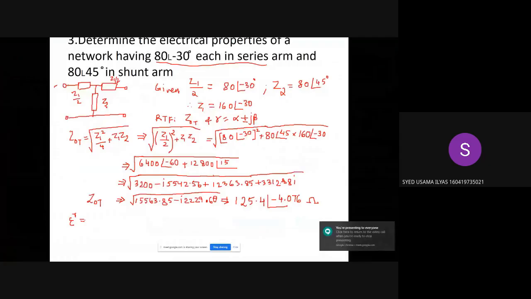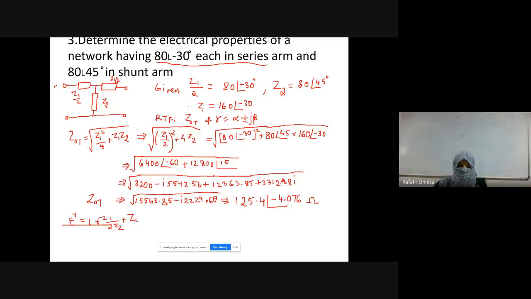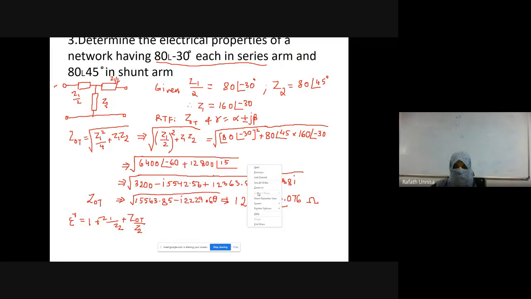E power gamma is equal to 1 plus Z1 by 2Z2 plus ZOT by Z2. Okay. So this one we have got as our expression which we have derived in the previous classes, which is nothing but the propagation constant for a symmetrical T network. Now we are supposed to substitute the values into this and then try to find the gamma expression.